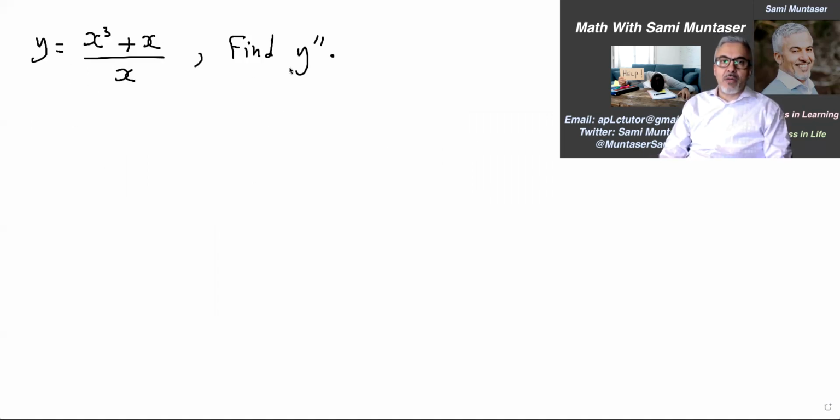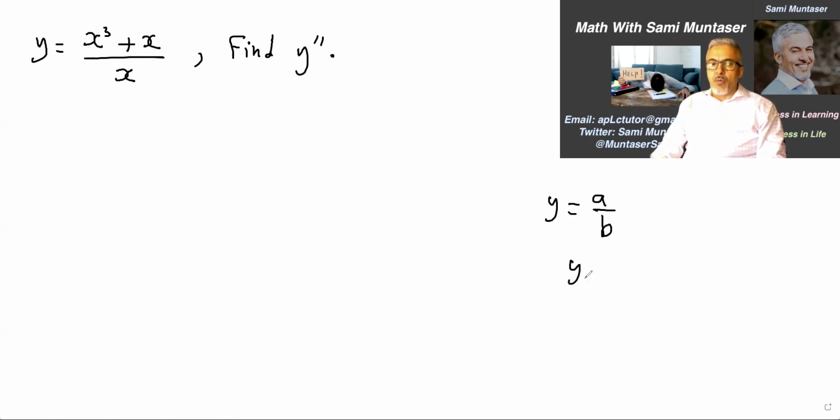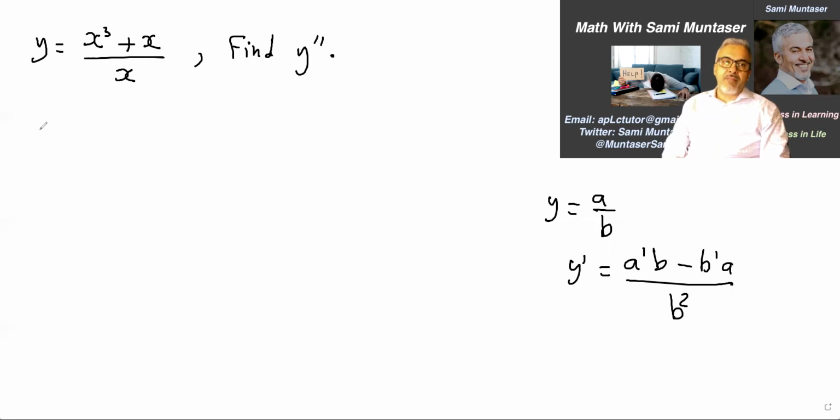So here's a question. They want you to find y double prime. So now I'll tell you two things here. You could make your life really hard with this one and go for the quotient rule. The quotient rule, if y equals a over b, then y prime would be a prime b minus b prime a over b squared. So if you do that for this one, you made your life really tough. This here, simplify first, okay?